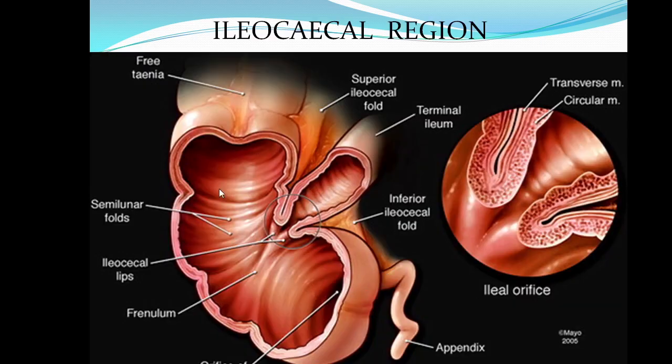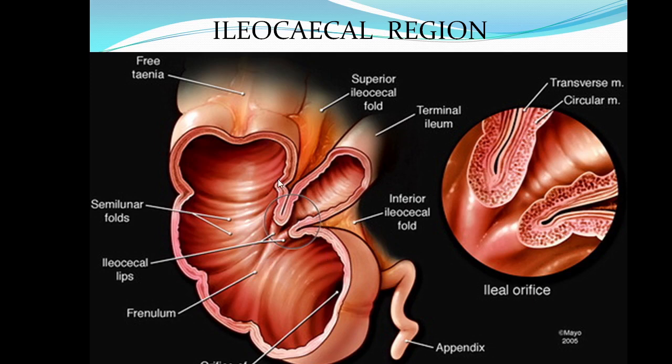Here in this diagram of the ileocecal junction, you can see the anterior wall of the cecum and the terminal part of the ileum has been cut and removed to expose the lumen of this cecum and ascending colon, and here you can see the ileum. This is the ileocecal junction. Here the superior and inferior lips of the ileocecal valve, and here you can see the superior ileocecal fold and the inferior ileocecal fold.